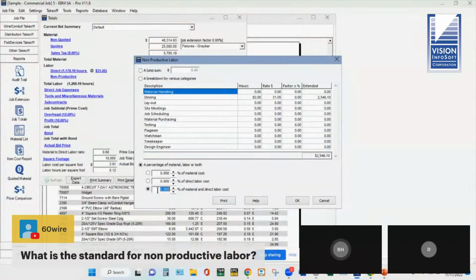If you have project managers and they're part of your overhead, then they're not part of your non-productive. If you have a project manager and his time is going to be allocated to the job, then the project manager is part of your non-productive labor. Anybody not working with the tools would be part of the non-productive.